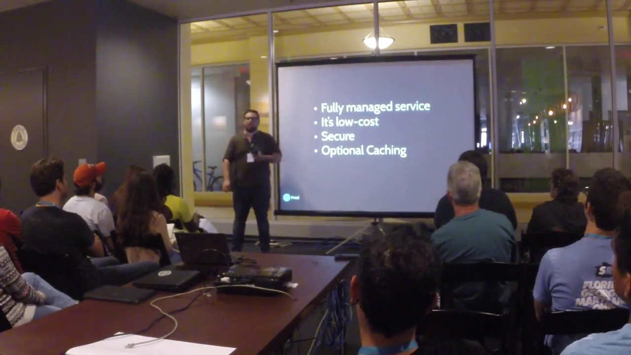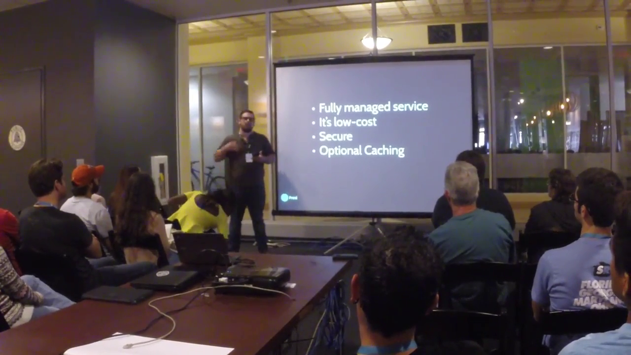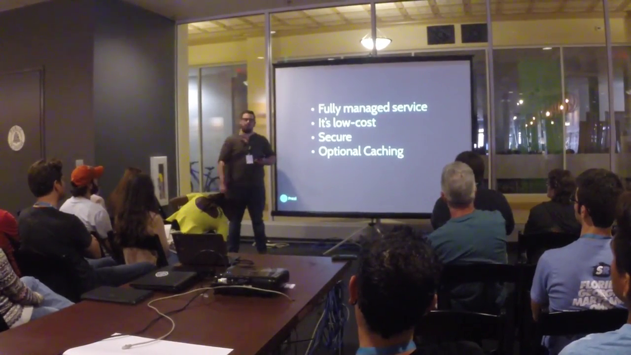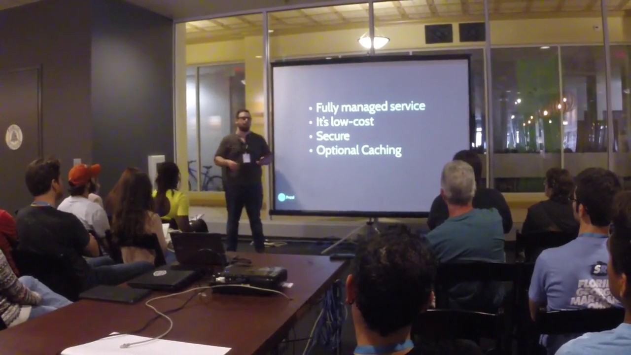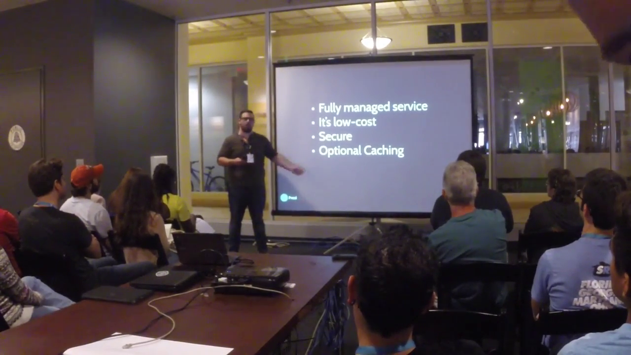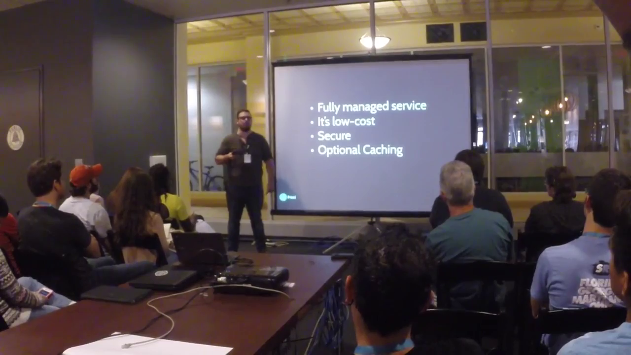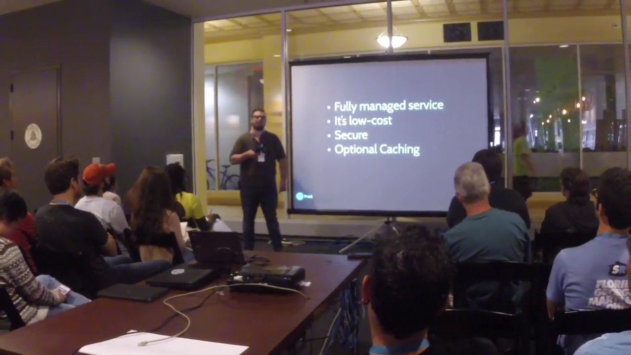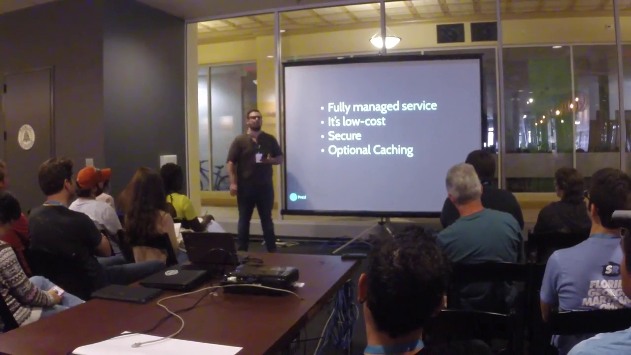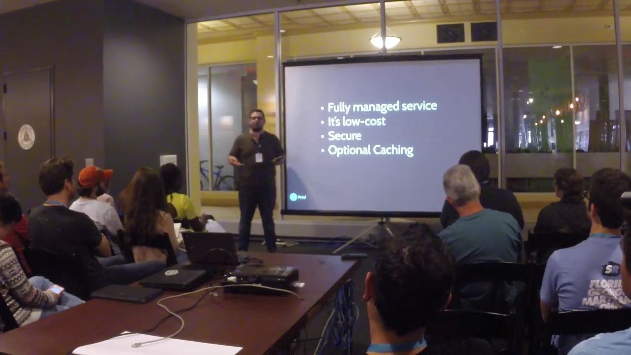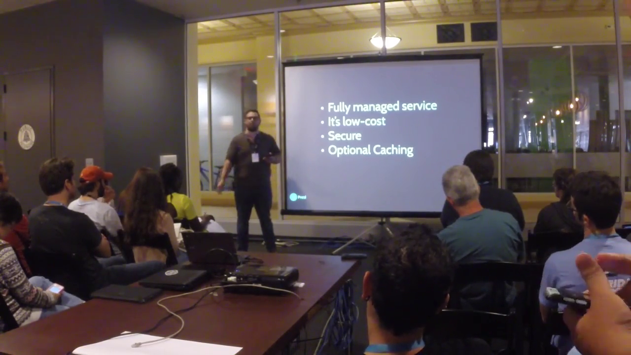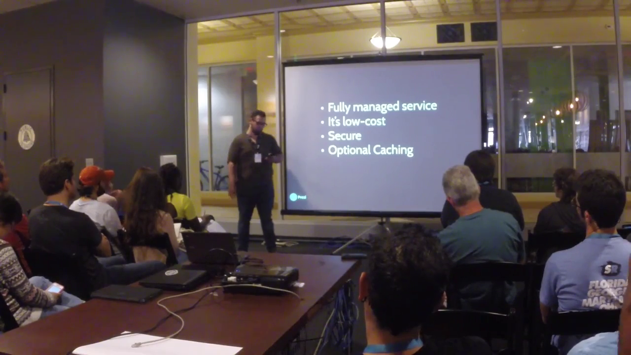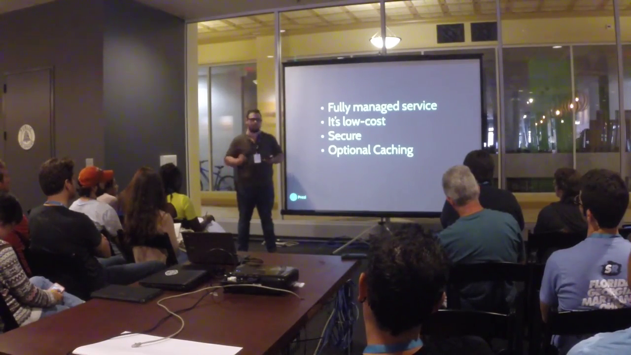If you haven't heard about Amazon API Gateway, it's a fully managed API service. It allows you to build your own APIs through their interface. It's low cost. It's $3.50 per million requests, and then it's like 2 cents per gig of data transfer. It's secure. You can configure it with any sorts of authorization you want to. And you have optional caching, which works ridiculously well. Found that out.